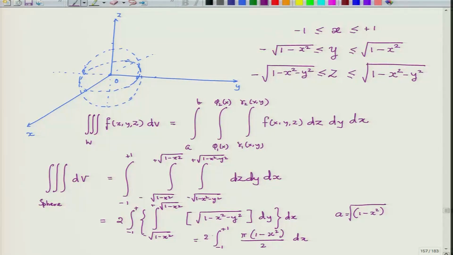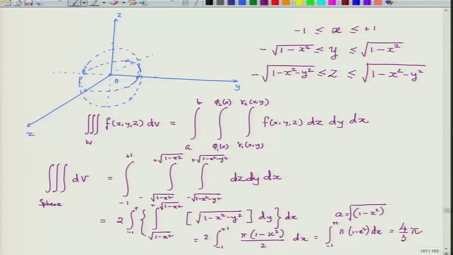Now, the 2 cancels, and you have the integral from minus 1 to plus 1 of pi into 1 minus x square dx, and the answer here comes out to be 4 by 3rd pi. The radius was 1, so 4 by 3rd pi r cube is the volume of the unit sphere, and you could find that so nicely by integration, using this kind of idea.